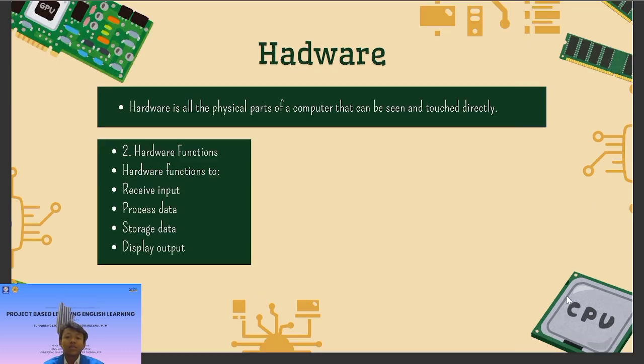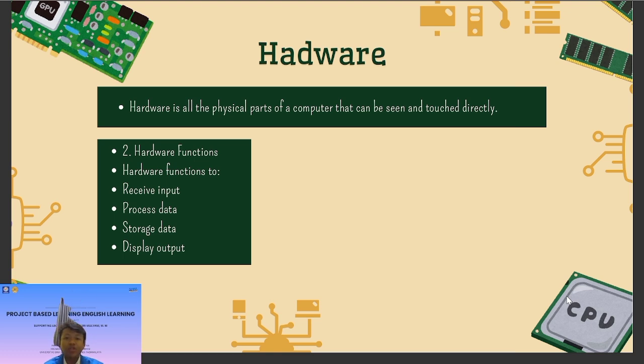Hardware is storage, process data, store information, and display output from the computer system. Input device functions to enter data or commands into the computer. Example: keyboard, mouse. Processing device functions to process data and run processes from the command entered. Example: CPU, RAM, motherboard. Output device functions to display the result of data processing or information to the user. Example: monitor and printer.